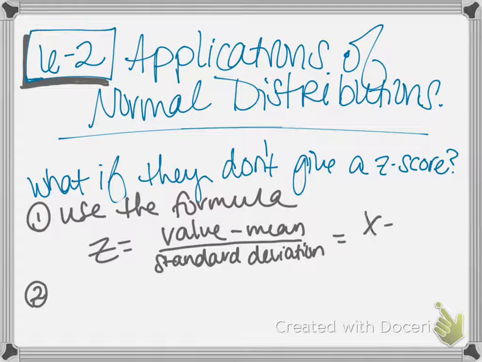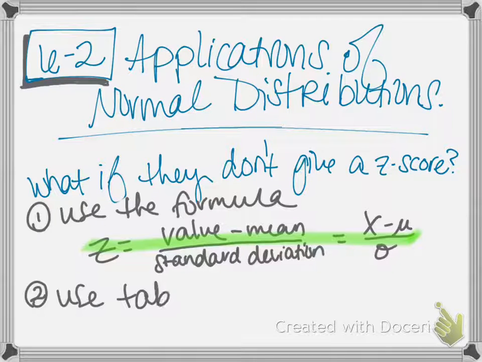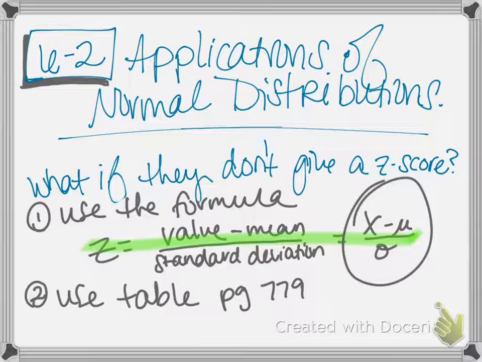Our value could be x, our mean is going to be mu, and then our standard deviation is going to be that little sigma. After you plug it into the calculator, which this formula is super duper important with, you just found your z-score from that, and then you use the table. And the table, again, is on, for us, page 779. All right, and so as long as we have this formula down pat, we can do whatever we need to do to convert any information they give us into usable data. So let's look at an example.